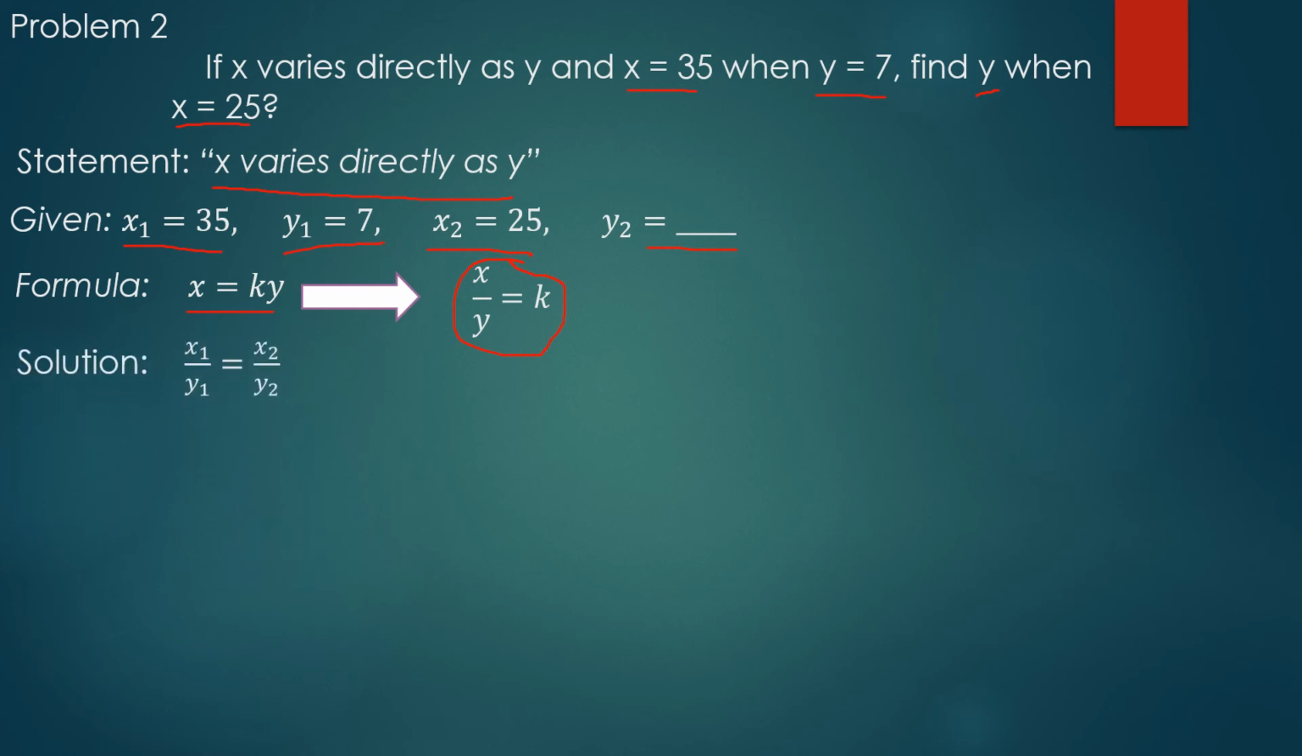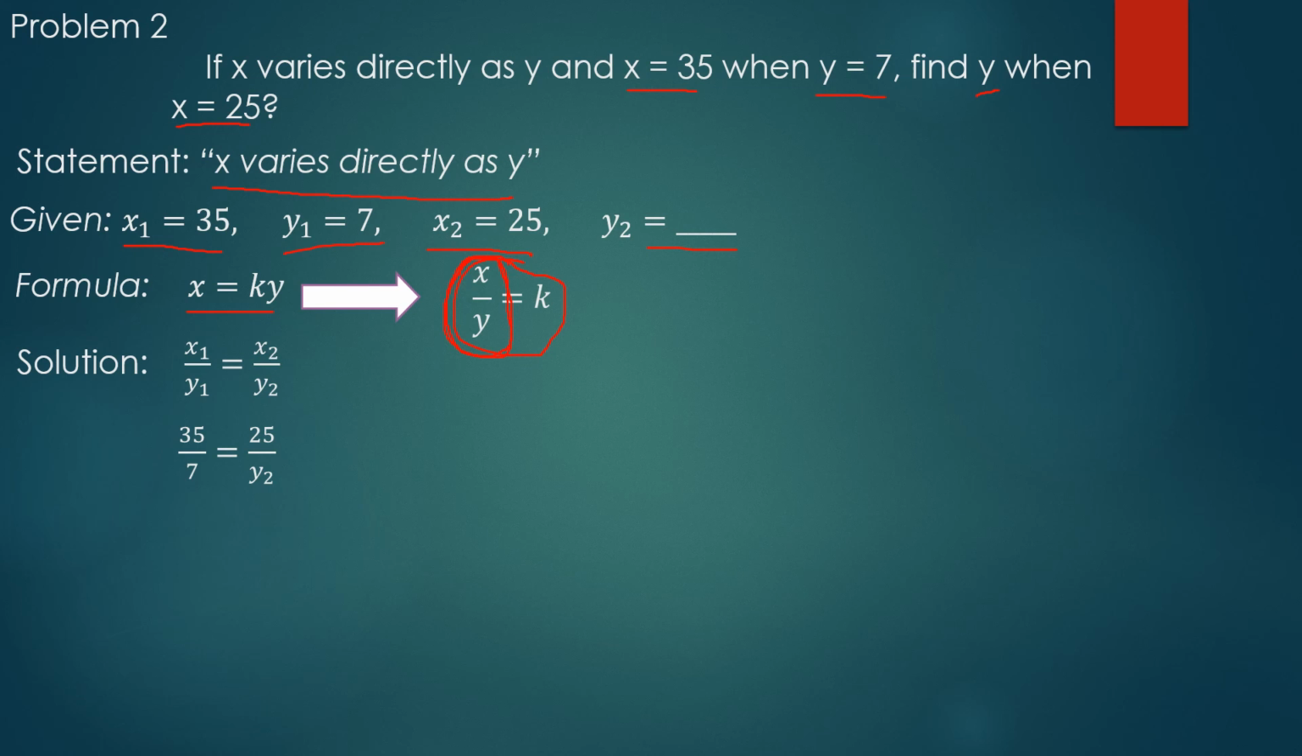So, solution. Since k is a ratio, we use it in solving. Here are the values of x and y. We use x over y: x sub 1 over y sub 1 equals x sub 2 over y sub 2, since direct variation is proportional. So x sub 1 equals 35, y sub 1 equals 7, x sub 2 equals 25, and y sub 2 has no value.